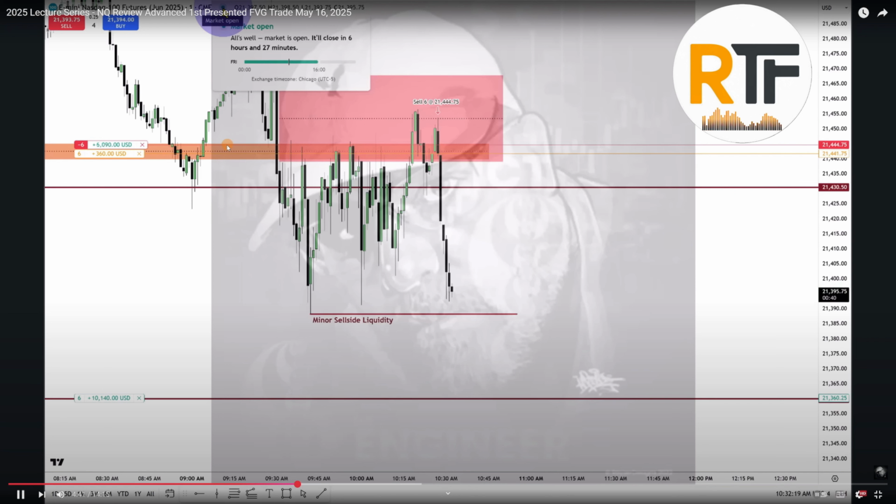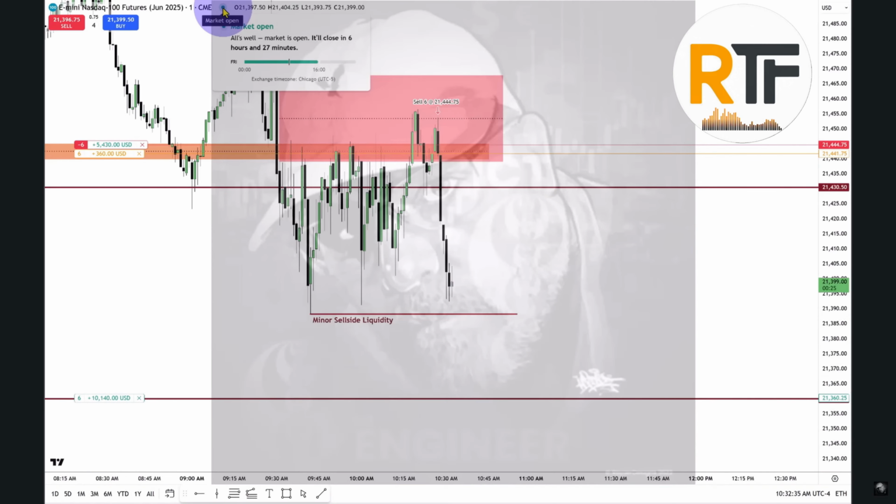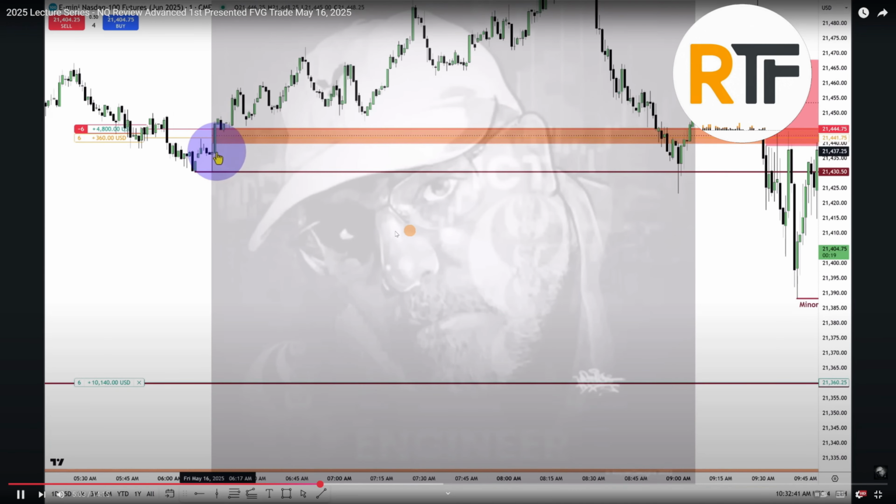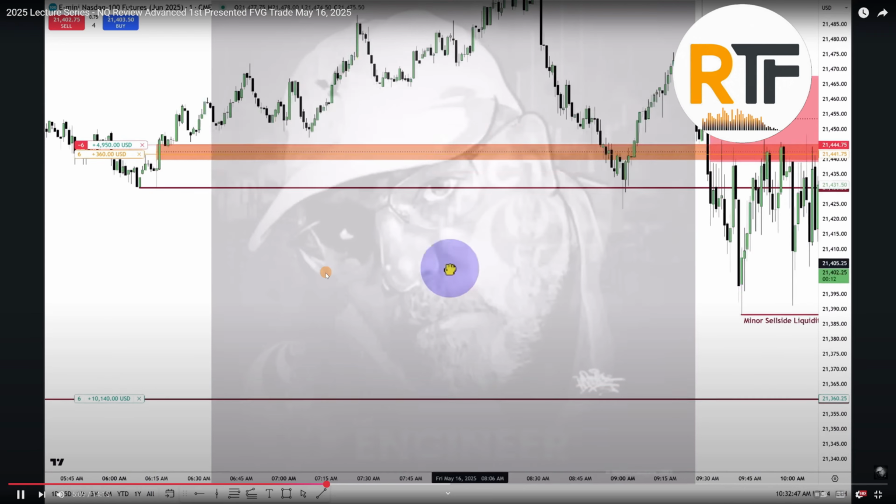So I'm actually looking at this orange fair value gap here. I wonder what this one is. Looks like it's something from maybe the previous day or earlier this morning. And okay, it looks like it is showing it. It is a previous fair value gap. I don't know why this is all grayed here.